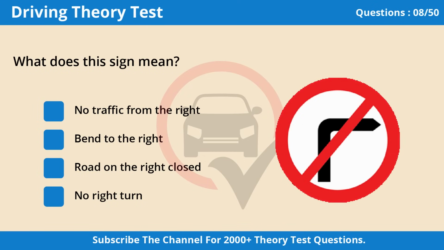A. No traffic from the right. B. Bend to the right. C. Road on the right closed. D. No right turn.